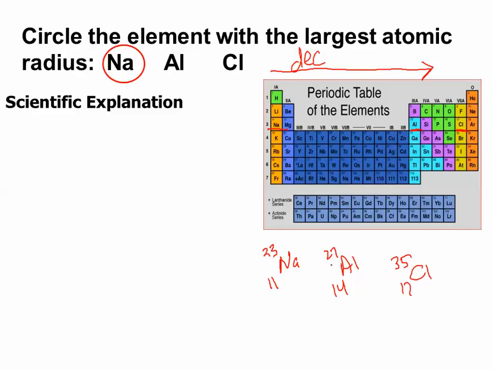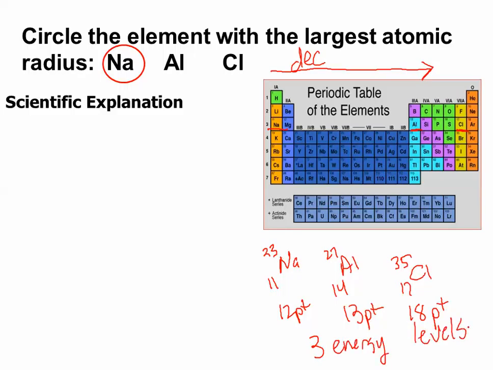So look. Sodium has 12 protons, aluminum has 13 protons, and chlorine has 18 protons. How many energy levels do all these have? Well, they're all in the third period, so they all have 3 energy levels. So these are the basic facts that we know about these. This is what we have to use.